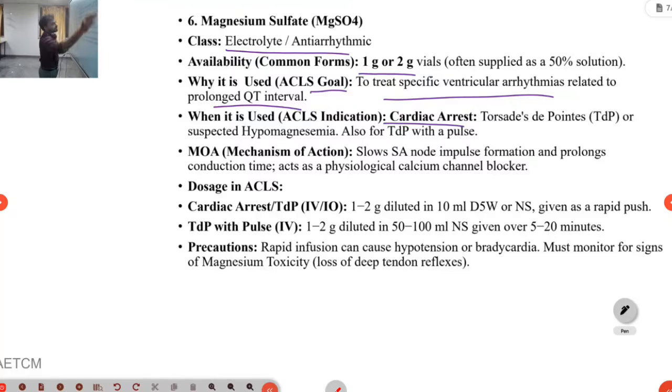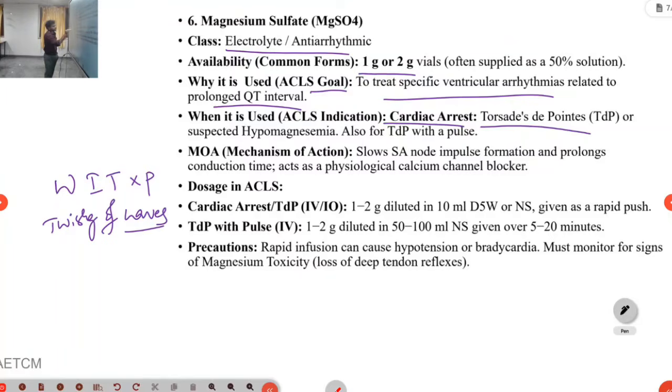We use it especially in the case of cardiac arrest, especially if you are having torsades de pointes. What is torsades de pointes? How will the ECG of torsades de pointes look? It is a wide complex irregular tachycardia without P waves, and there will be twisting of the waves around the axis. Twisting of the waves around the axis, so that is called torsades de pointes. If that condition is there, then we need to give this drug. Also in suspected hypomagnesemia or torsades de pointes with a pulse, we will go ahead with giving magnesium sulfate.